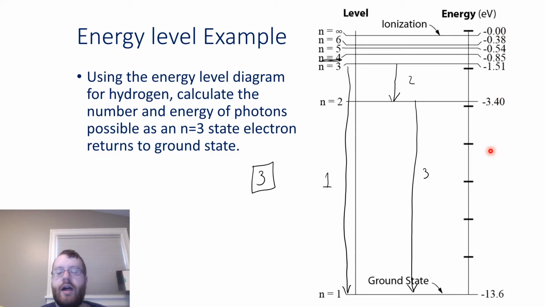Now, the reason why these values are negative is because the electron likes to be with an atom. It takes less energy for them to be together than for them to be separated.